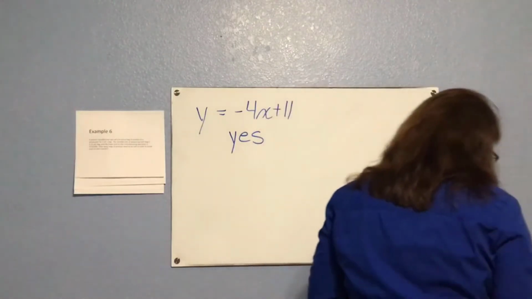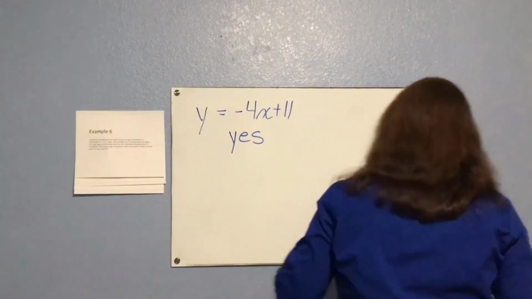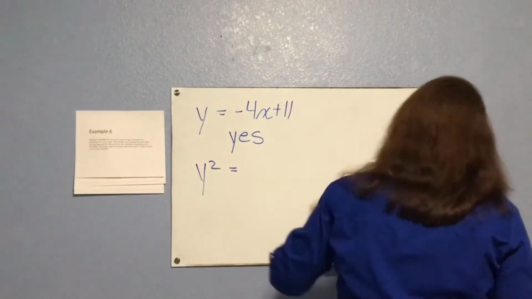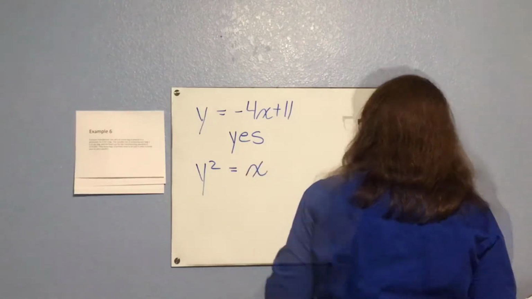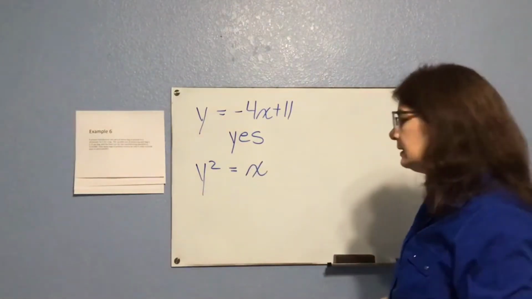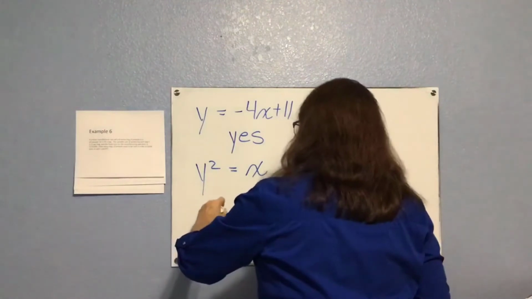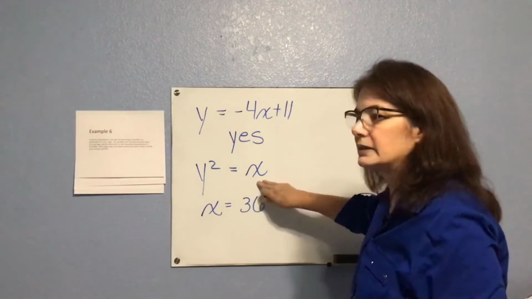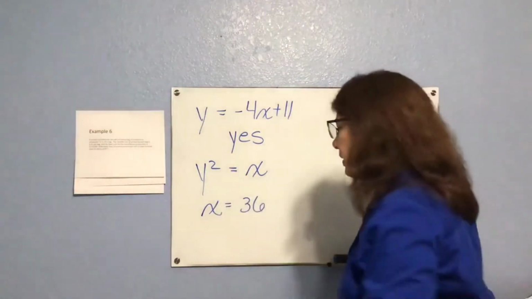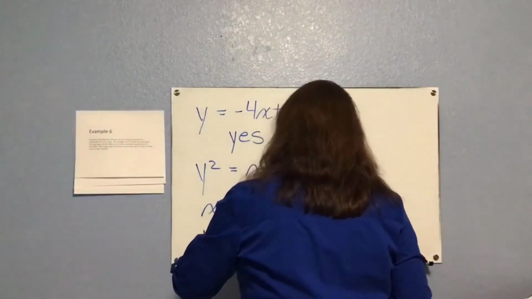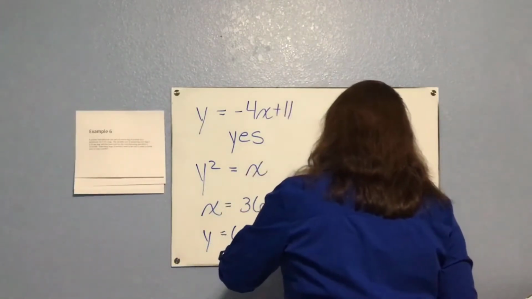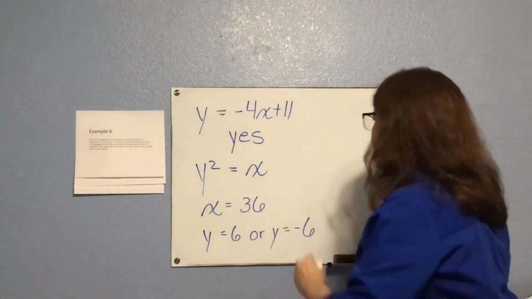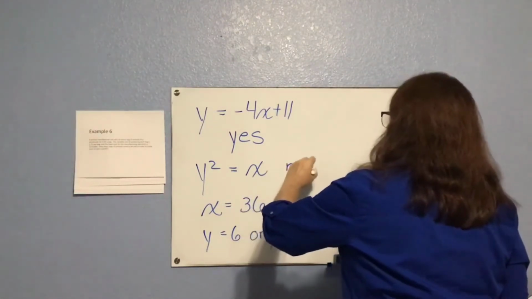Let's look at a different equation. Y squared equals x. Okay, in this case, let's say I let x be 36. If x is 36, I have two possible values for y. Y could be 6 or y could be negative 6. So this is not a function.